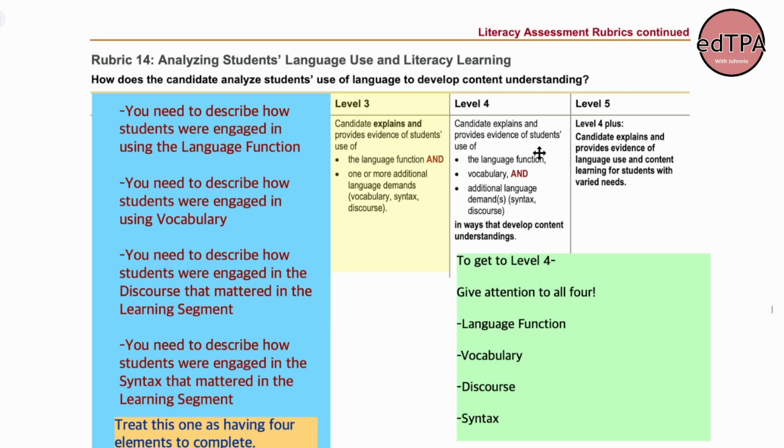Candidate explains and provides evidence of students' use of, so you have to do language function, and you have to do vocabulary, and here you have to do either discourse or syntax. So in level 3 you had two requirements, level 4 you have at least three in ways that develop content understandings. To get to level 4, give attention to all four: the language function, vocabulary, discourse, and syntax. That takes you to level 4.